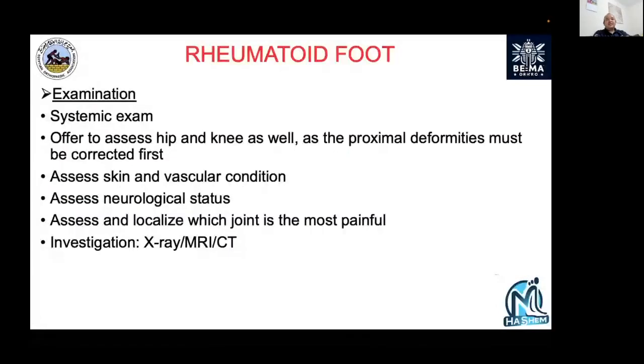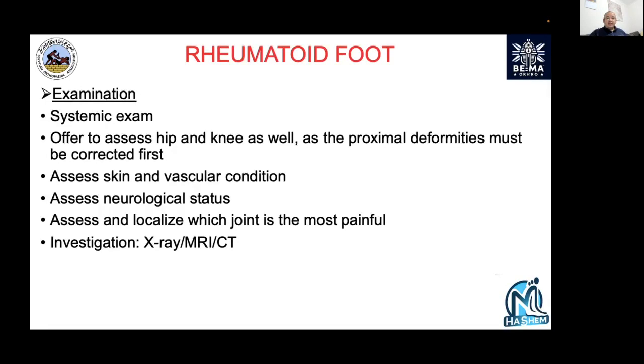Examination of the rheumatoid foot, as with examination of the rheumatoid hand, is examination of the whole patient. Rheumatoid is a systemic disease. It's not a local disease. Even if it expresses itself on the foot or the hand, you have to examine the patient head to toe. You definitely have to assess the hip, assess the knee, assess any proximal deformity, because your plan of management will depend on what deformities you have, starting with proximal deformities before distal deformities.